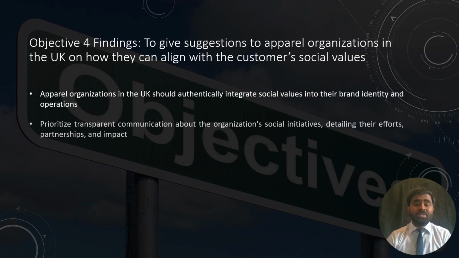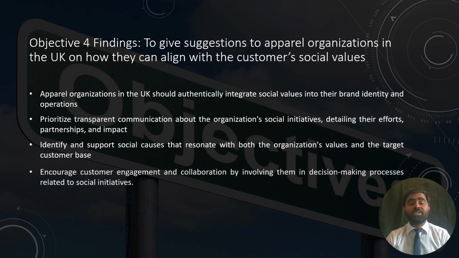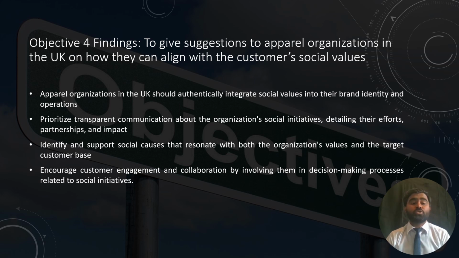Objective 4. Suggestions for apparel organizations aligning with customers' social values. First and foremost, authentic integration. Apparel companies in the United Kingdom should authentically integrate social principles into their brand identity and operations, ensuring that their commitment to these values is genuine and consistent with their actions.